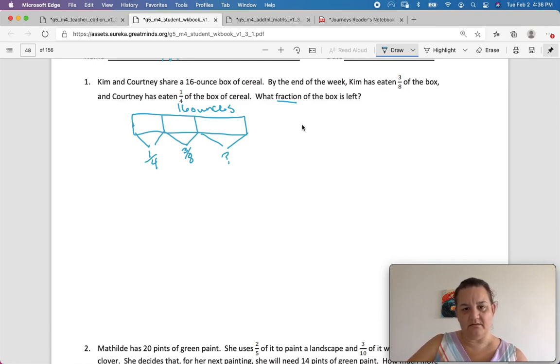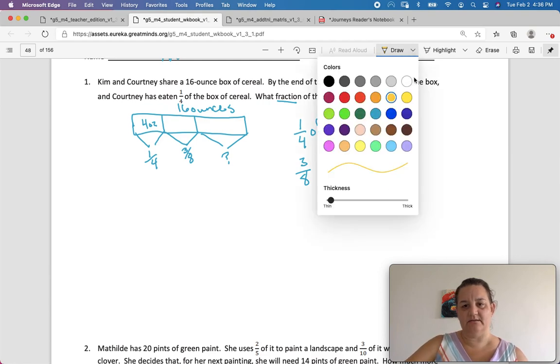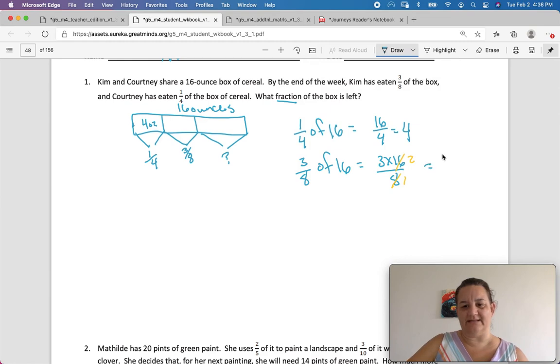Okay, so let's see. 1/4 of 16 ounces equals 16 over 4, which equals 4. Which means that Courtney ate 4 ounces of the 16 ounces. Okay? And Kim had 3/8 of 16, which means she had 3 times 16 over 8, and I want to simplify that right away. Finding my factors, this into 2 and that into 1. That equals 6 over 1, which equals 6 ounces.